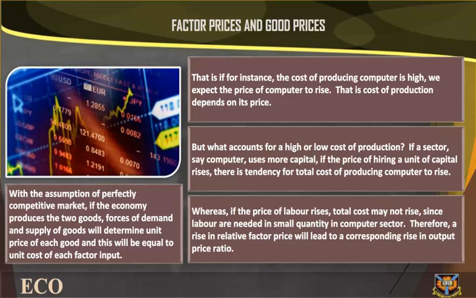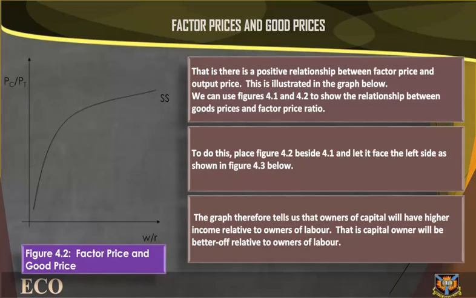But what accounts for a high or low cost of production? If a sector, say computer, uses more capital, and the price of hiring a unit of capital rises, there is a tendency for the total cost of producing computer to rise. Whereas if the price of labor rises, total cost may not rise, since labor is needed in small quantity in the computer sector. Therefore, a rise in the relative factor price will lead to a corresponding rise in the output price ratio. That is, there is a positive relationship between factor price and output price. This is illustrated in the graph below.